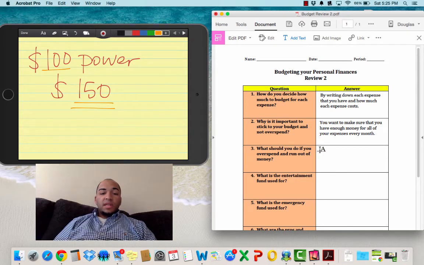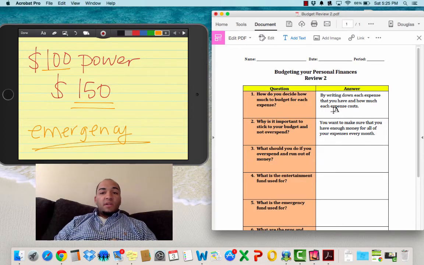So guys, it's important that if you overspend, you make sure that you have enough money to pay all of your bills. And the way you do that is by pulling from your emergency fund, okay? Your emergency fund. That is very, very important. The emergency fund is where we pull money from if we overspend, or if our roommate or someone else doesn't have the money to pay for something they are supposed to have paid for.